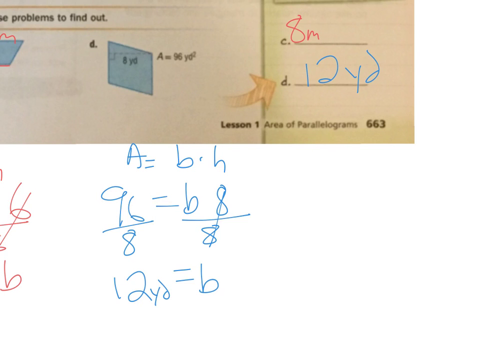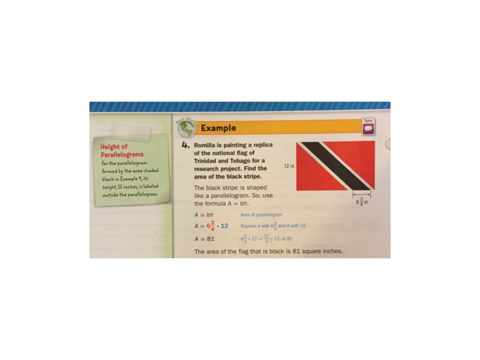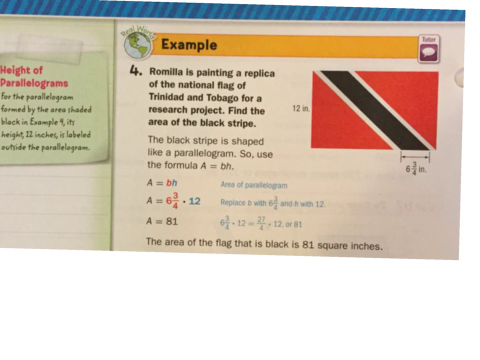Okay. Then we have one more example here. We have someone doing a flag, and what it's asking us to figure out is the area of the black stripe. So we want to know the area of just this thing right here. It's a parallelogram, so all we have to do is figure out the base and the height, and that'll give us our area. The base is the 6 3/4 inch, and the height is from this point to this point.